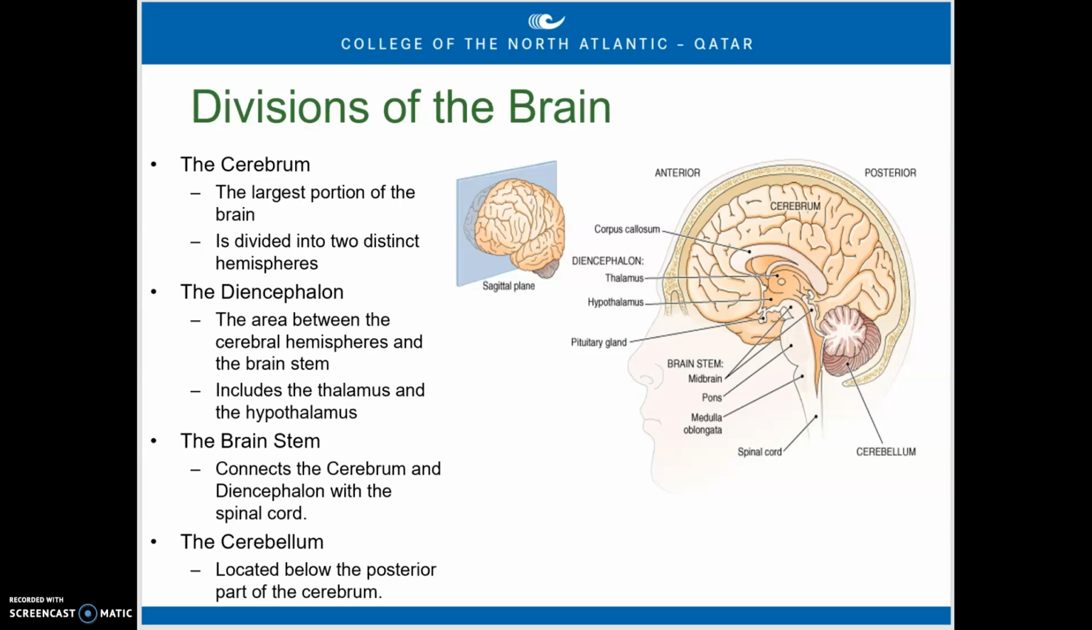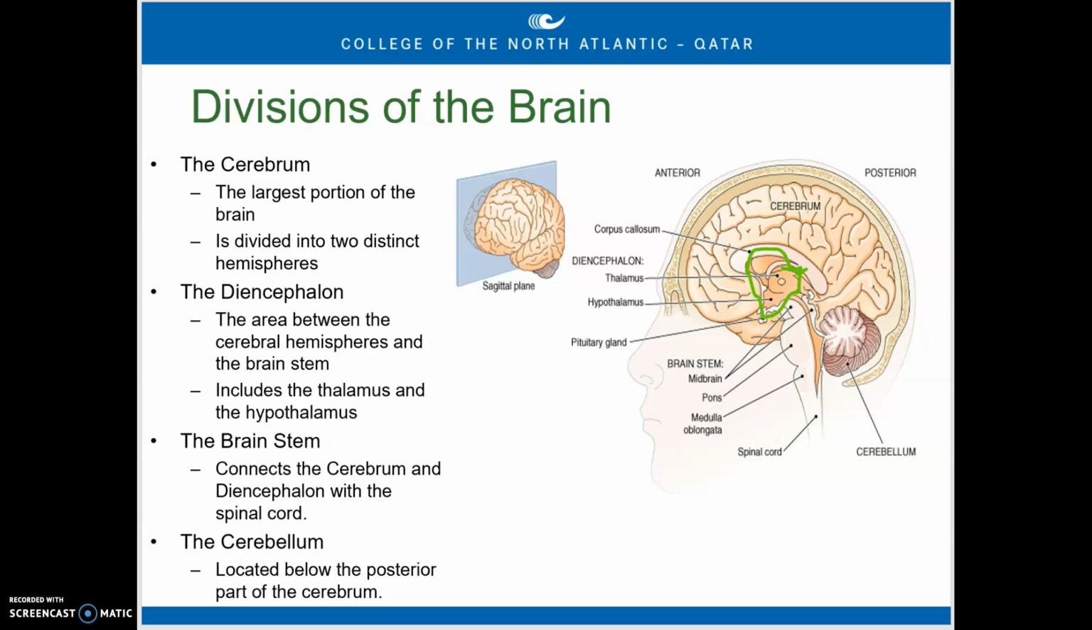The next part of the brain that we'll look at is going to be the diencephalon. Now the diencephalon is going to be the area below the corpus callosum that'll be between the two hemispheres of the cerebrum. So when we're talking about that, we're talking about this area right here, and that's going to be the diencephalon. Okay, so the area between the cerebral hemispheres, it's going to contain the thalamus and the hypothalamus, and it's going to be below the corpus callosum.